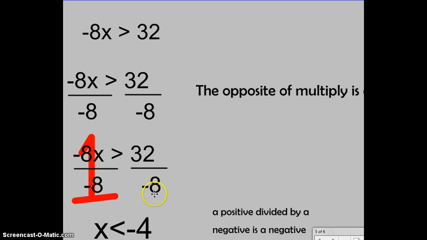32 divided by negative 8 is a negative 4. That property or rule for integers does not change. You have to be concerned and pay attention with your inequality. Anytime that you multiply or divide by a negative number, you must reverse your inequality.